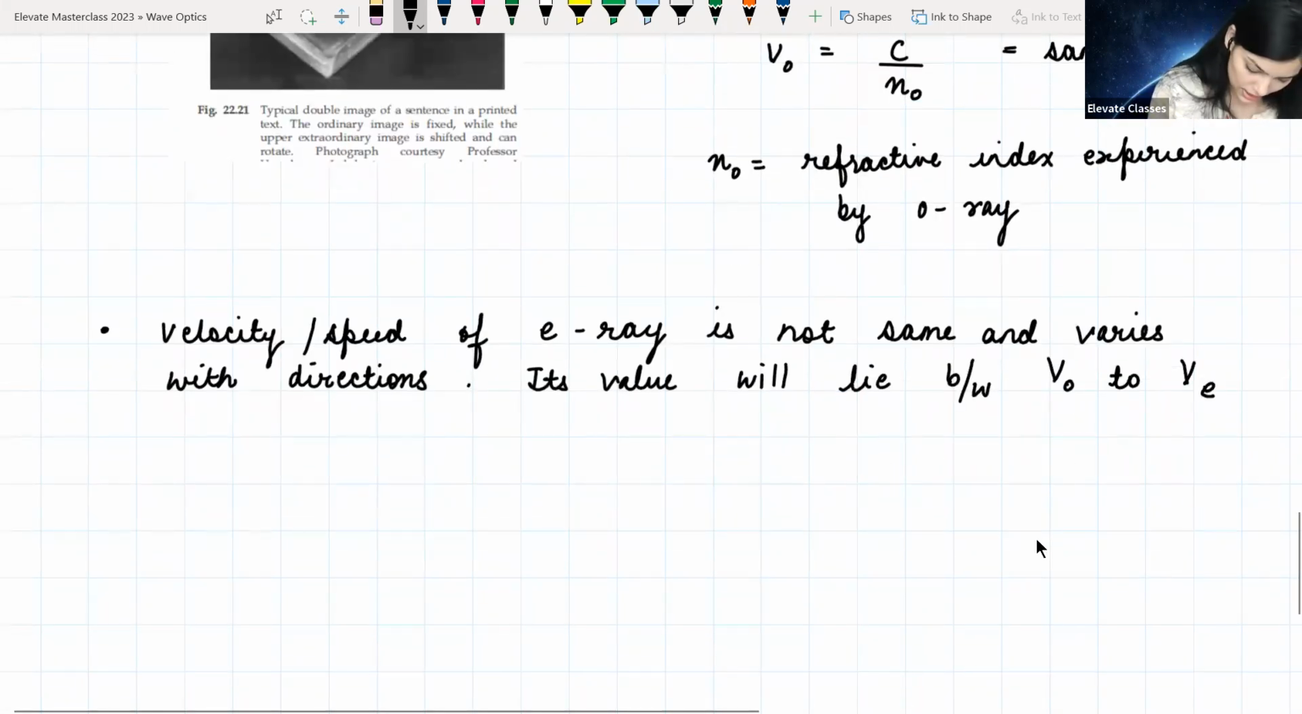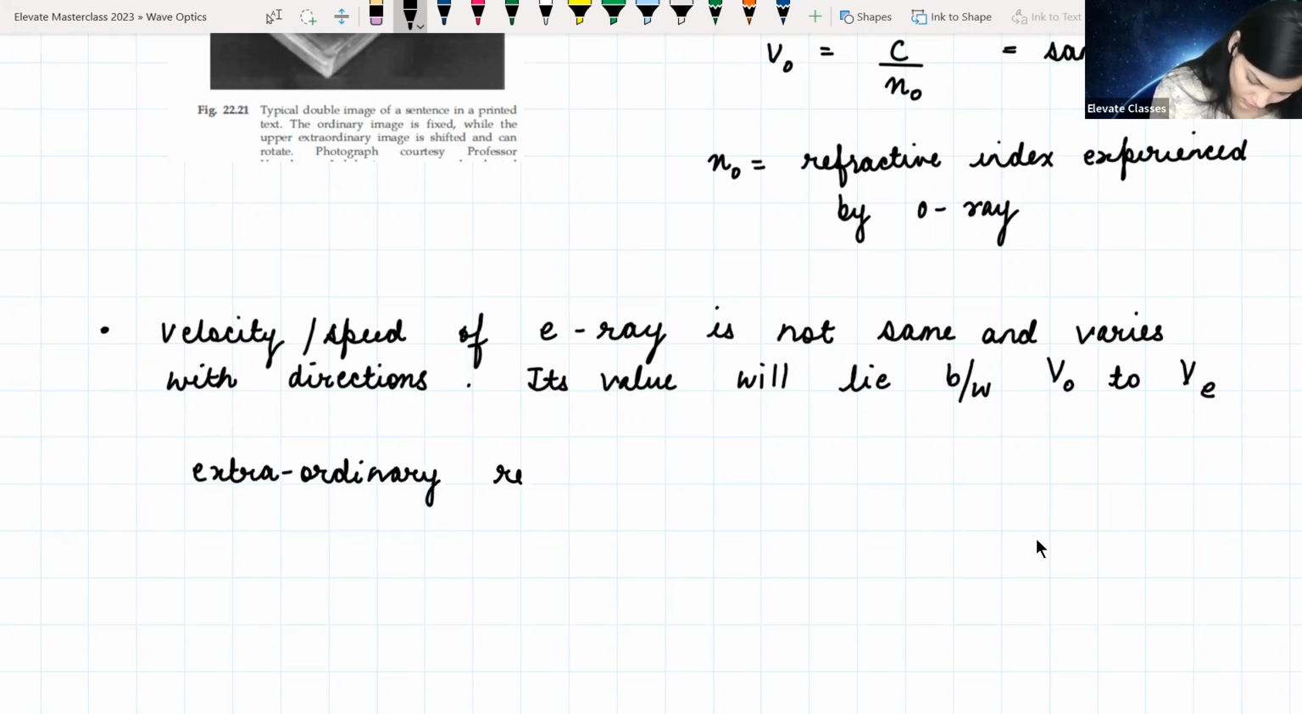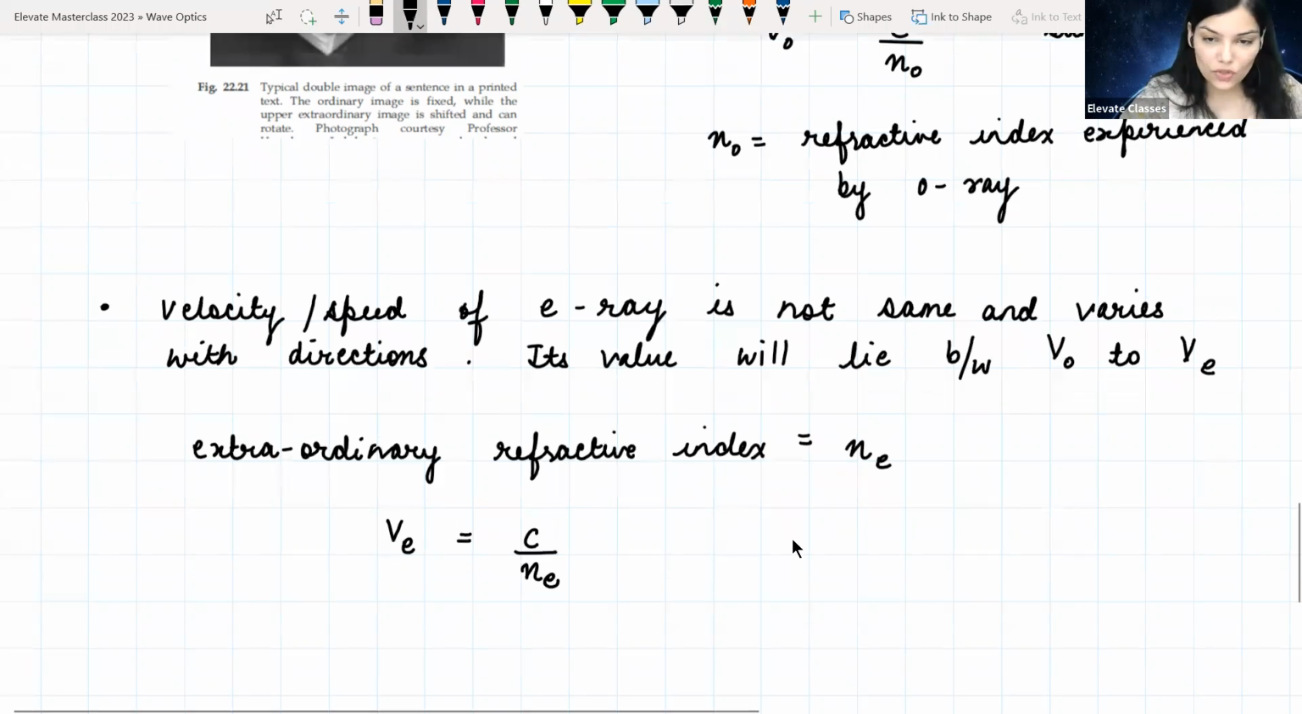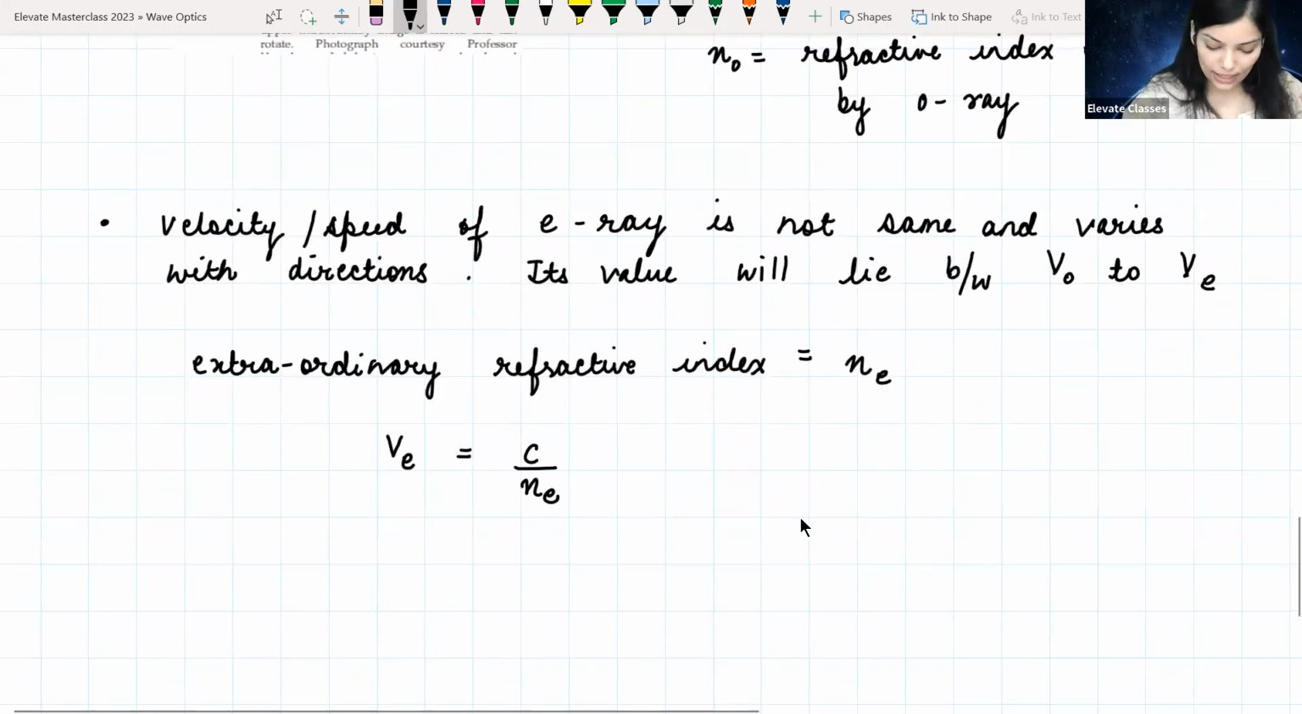Okay, so how is VE defined? We define some extraordinary refractive index as NE. We define this for that crystal, and then we define VE as C by NE. Okay, but this is one extreme. Now it is not necessary that the extraordinary ray should move slower or faster.